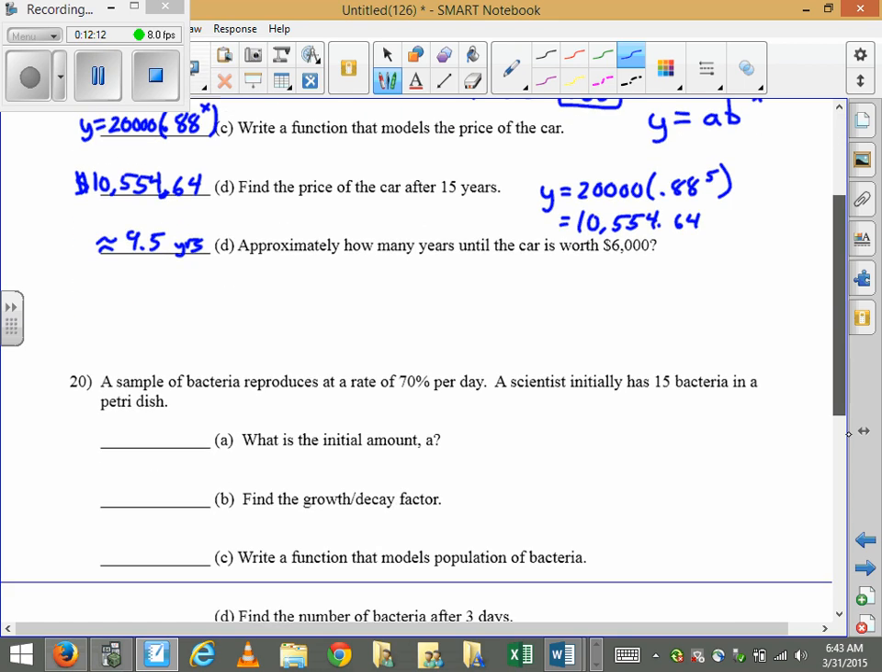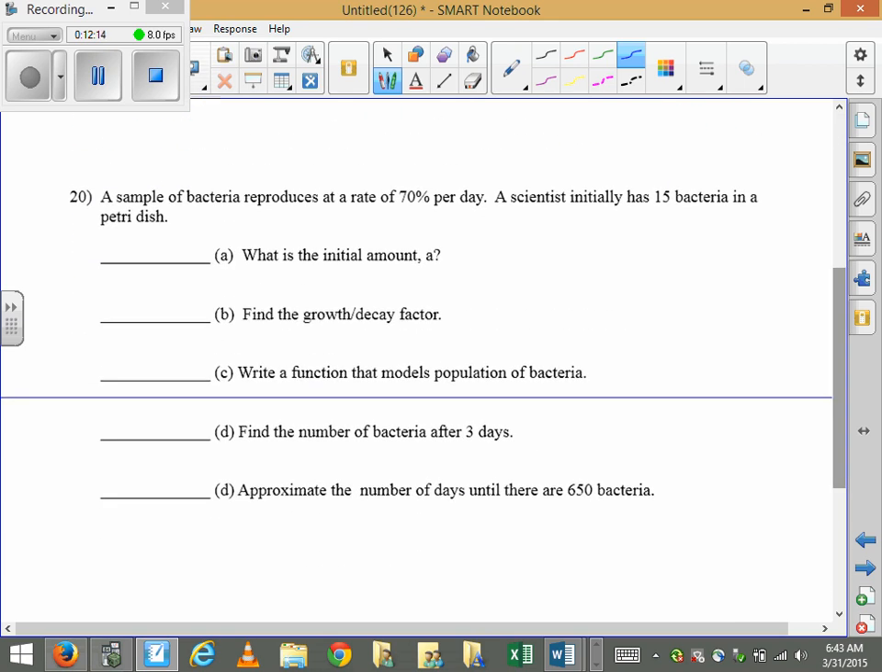All right. And we'll do one more. A sample of bacteria reproduces at a rate of 70%. So this is growth, right? It's getting bigger. That's growth. So remember, growth is going to be 1 plus R. Here, our R equals 0.70. So our growth factor, 1 plus 0.70 equals 1.70.